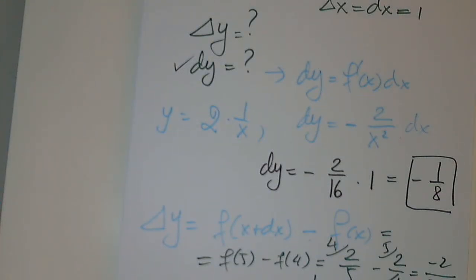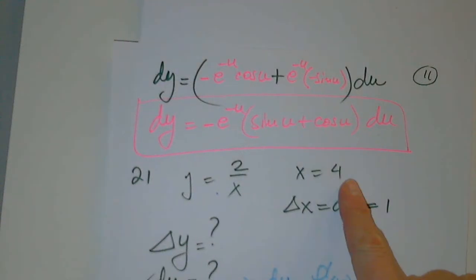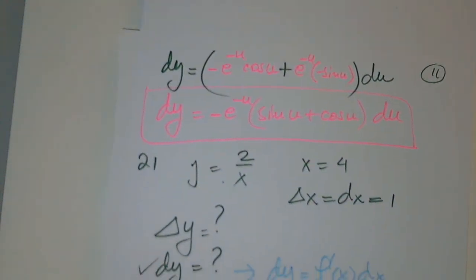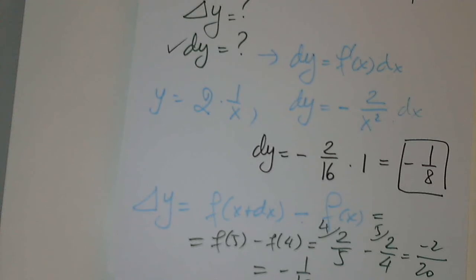Are they close enough? Dx is not a small number. Dx is 1. So negative 1 over 8 and negative 1 over 10, not as close as I wanted them to be, but because the error is big. The error is a quarter, right? A quarter of 4. The error is quite big. So this is the exact, and this is the approximate, the estimated. Which is bigger, right?